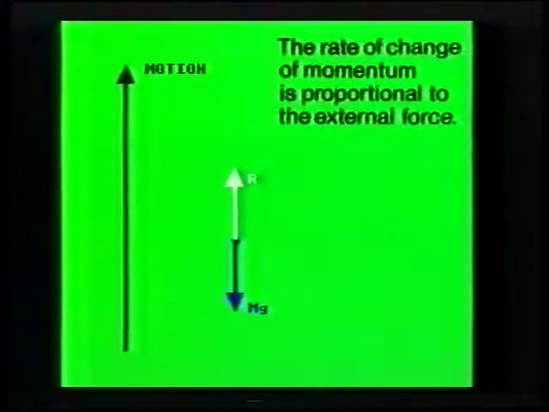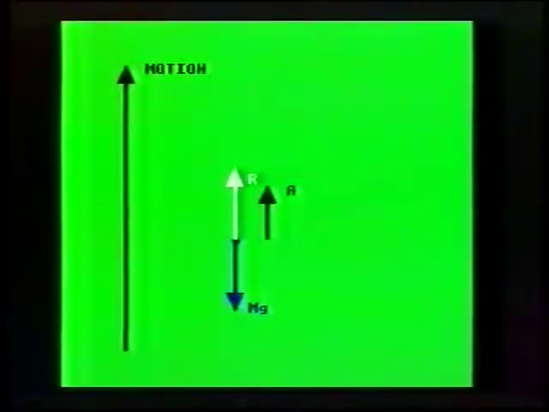But now suppose the person starts to move upwards. To move upwards, he must accelerate in that direction. But Newton's second law says there must be an accelerating force, which we'll call A. So the total upward force is now R plus A. So the effective normal reaction force is increased from R to R plus A when the person accelerates upwards.